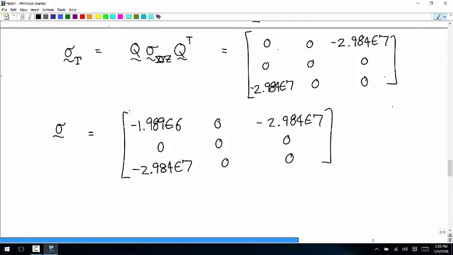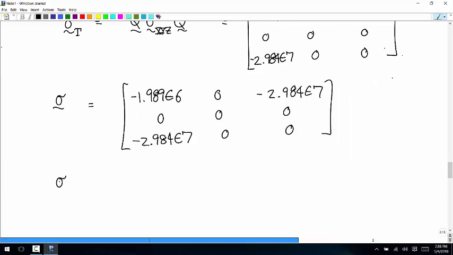I think the last, oh, it does ask for the principal stresses. Even if it doesn't ask for the principal stresses, if it asks for the maximum shear stress, you need to find the principal stresses first. So what are the eigenvalues for this? It's like basically a positive and a negative 3 times 10 to the 7.